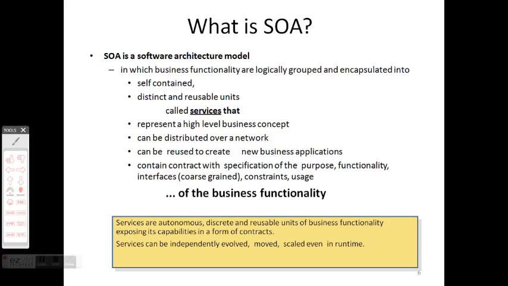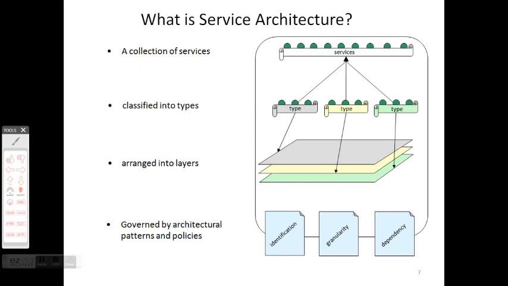In other words, services are autonomous, discrete, and reusable units of business functionality that expose their capabilities in the form of contracts. Services can be independently evolved, moved, and used at runtime. Now let's see how these all get together.